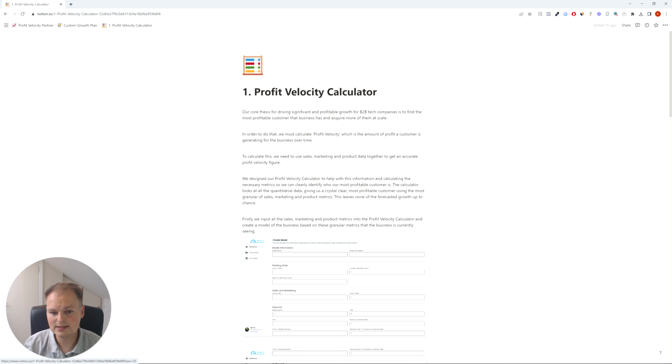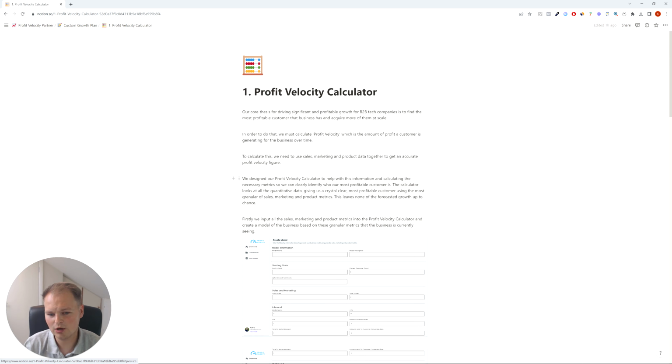So our core thesis for driving significant and profitable growth for B2B tech companies is to find the most profitable customer that business has and acquire more of them at scale. In order to do that, we must calculate profit velocity, which is the amount of profit a customer is generating for the business over time. To calculate this, we need to use sales, marketing, and product data together to get an accurate profit velocity figure.